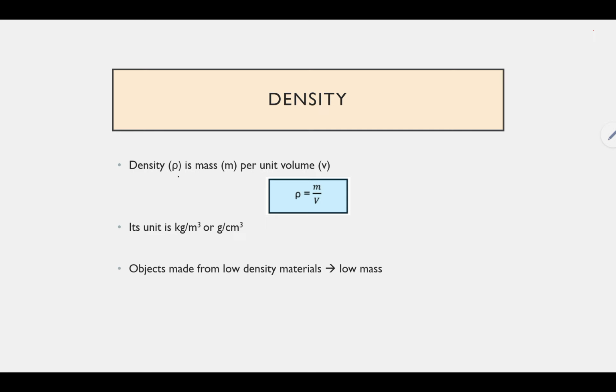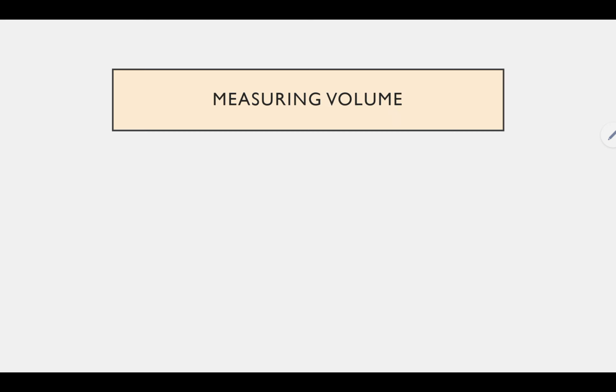Objects made from low density materials will have a low mass. If they have a high density material, they'll have a high mass. Just think of it as carrying a bag of feathers and a bag of rocks. The one that has low density, the bag of feathers, obviously has low mass. And the bag of rocks will be very heavy. They'll have high density, so that means they have high mass.